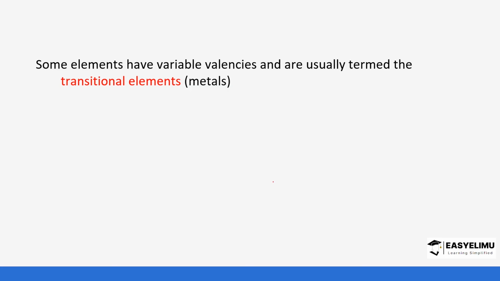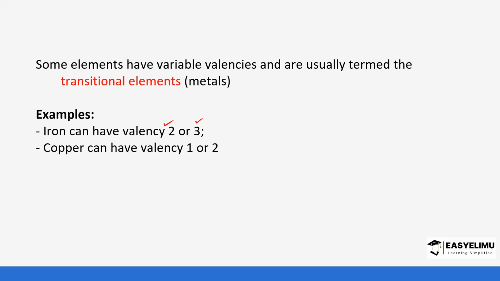Some elements, especially the transition metals, usually have variable valencies. For example, iron can have a valency of 2 or 3. It can lose 2 electrons or 3 electrons. Copper can have a valency of 1 or 2. Lead can have a valency of 2 or 4. You can go back to the oxidation numbers. You can get the valency from there without the positive and negative.